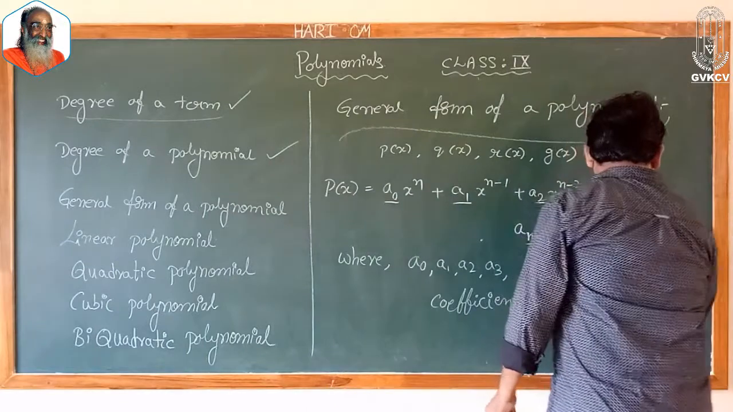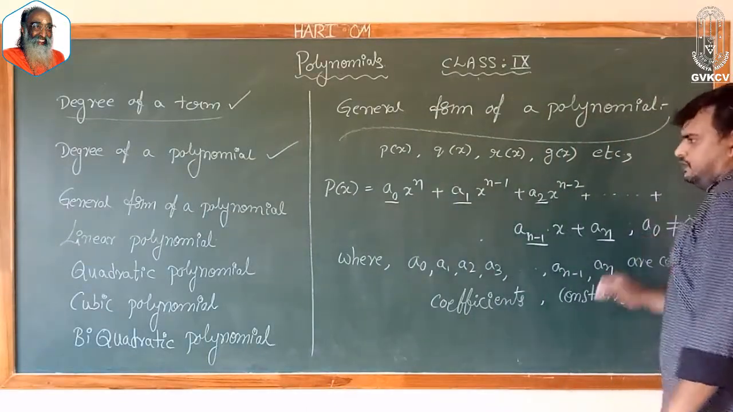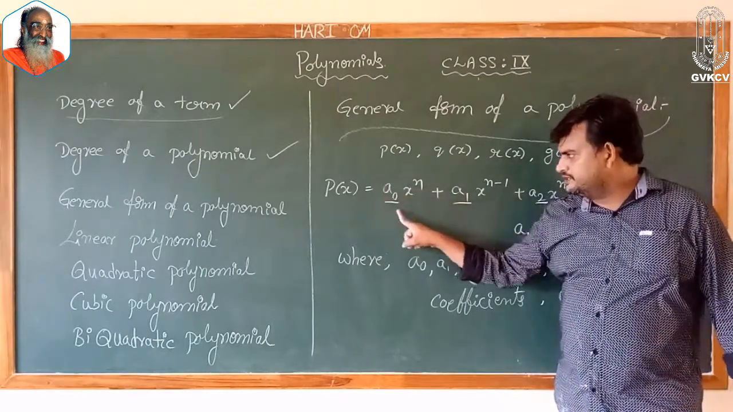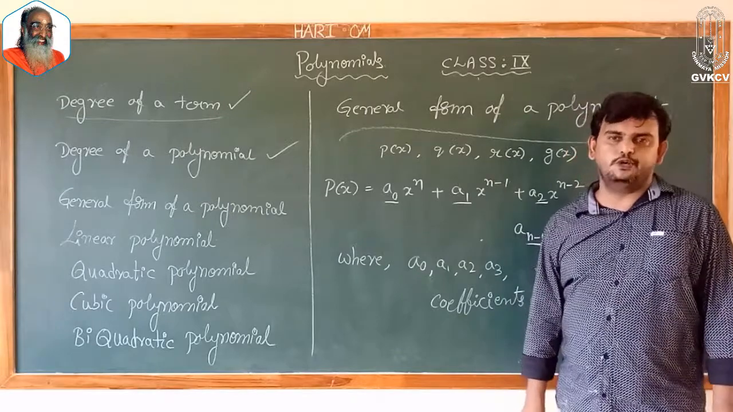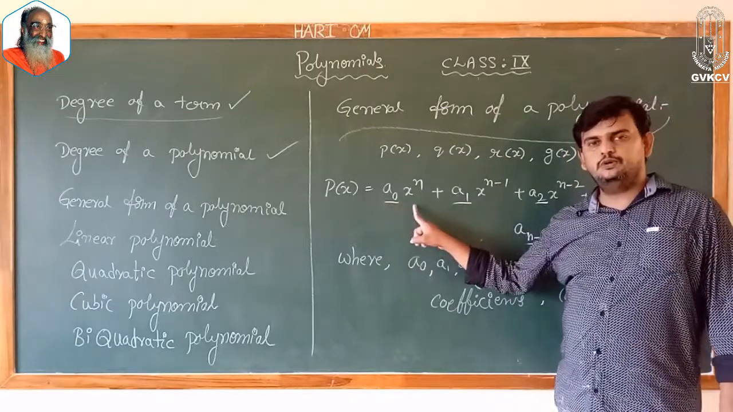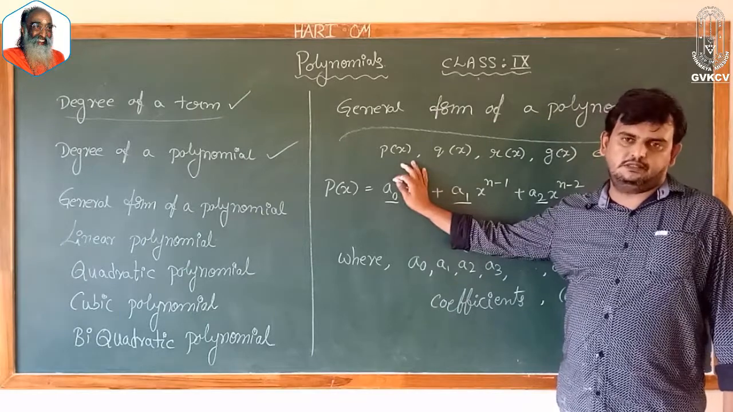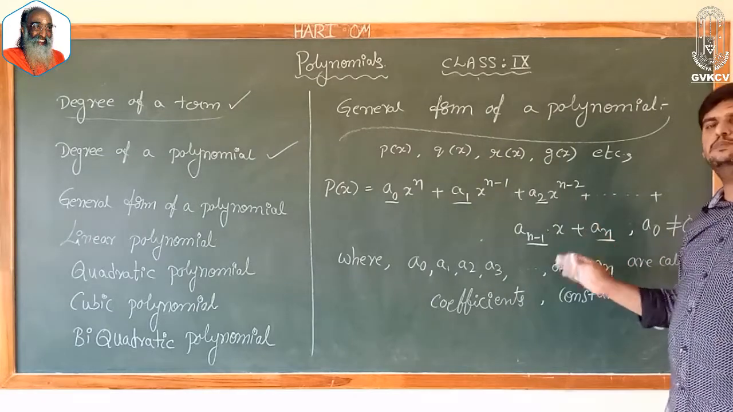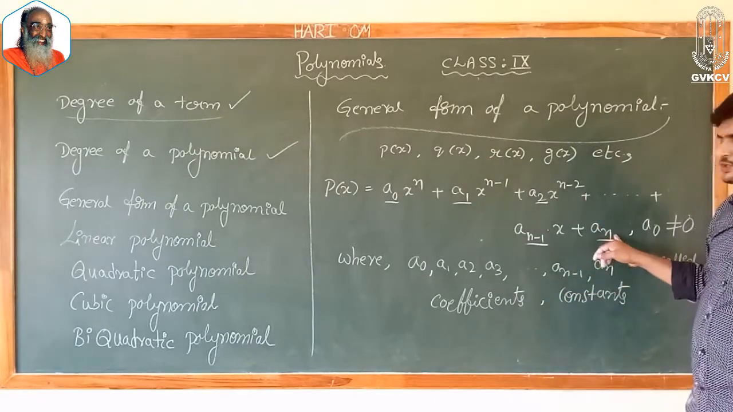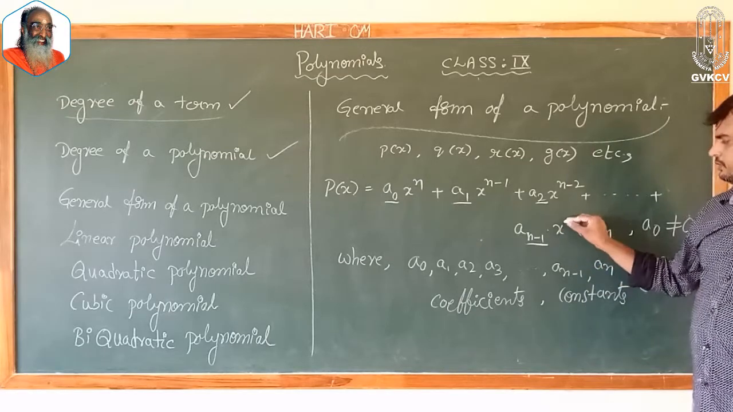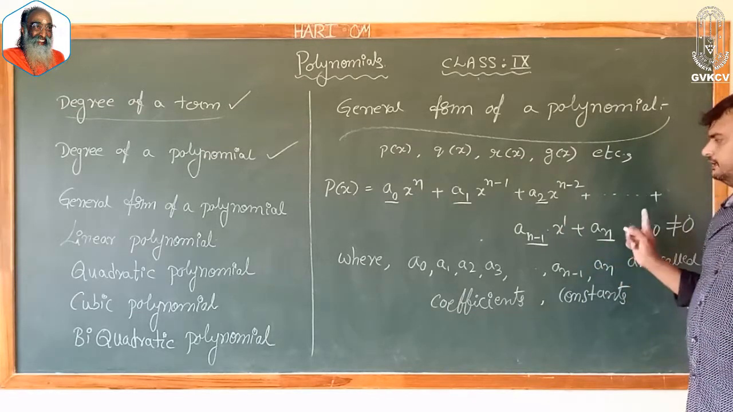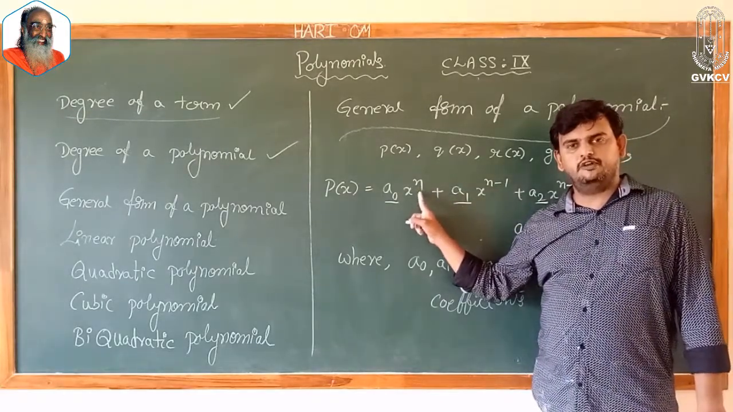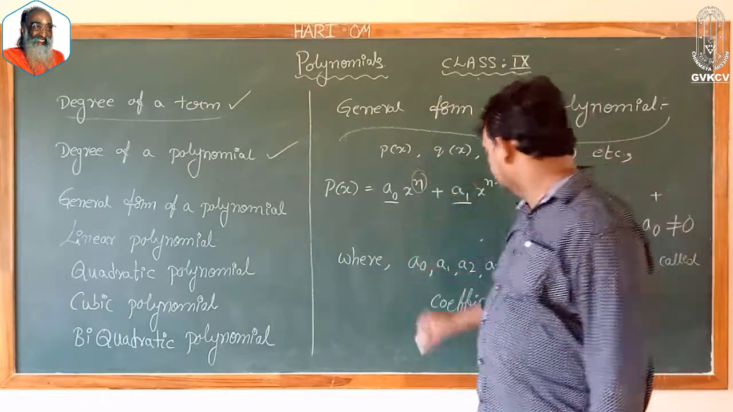Here we have a condition that a0 must be not equal to 0. Where is a0? This coefficient must be not equal to 0. If it is 0, 0 into anything is 0, so there is no term of this. Now when we observe this entire polynomial, what is the highest power of a variable? Here there is no variable, and here I have a variable. Its power is 1. Like that, the highest power of a variable is n.